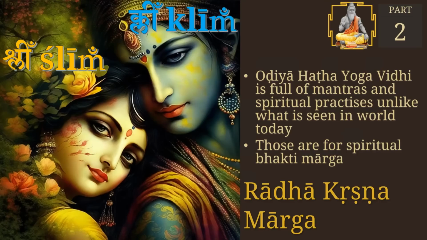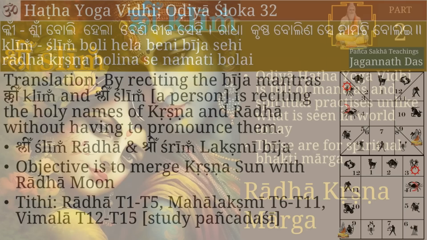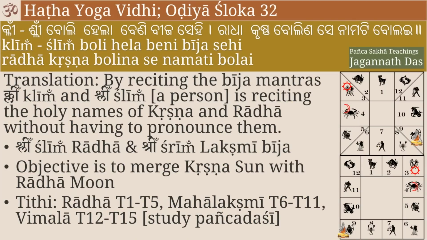So we are now going to understand how this yoga of Krishna and Radha is materializing to help the souls to go. First, sloka number 32 of Sri Jagannath Das, actually Mahapurusha Jagannath Das. Kling, shling, boli, hela, beni, bija se bhi, Radha Krishna bolina, sena mati bolai. Kling and shling, boli. When you say these two bijas, hela, beni, bija, they tend to join. They come towards each other.